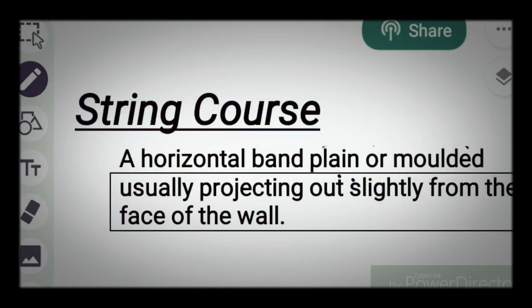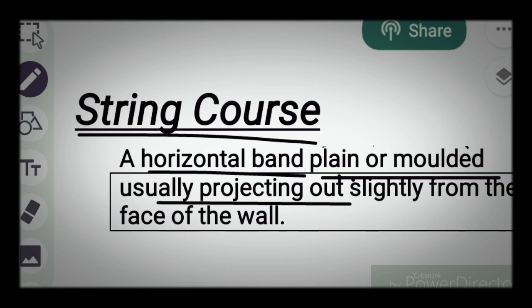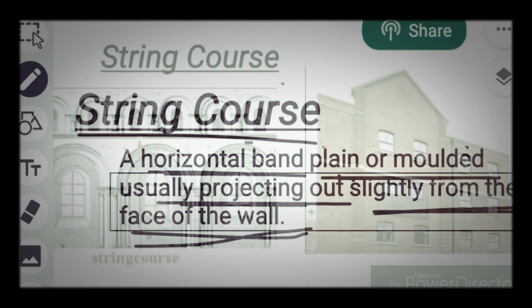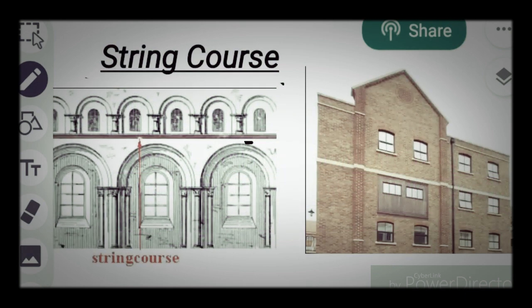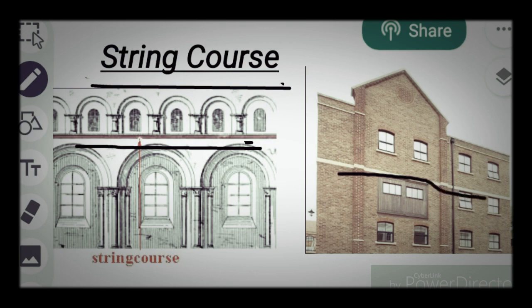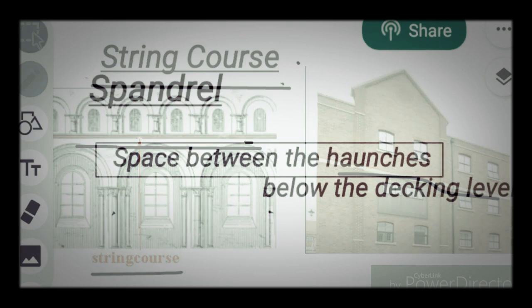Next terminology, string course. String course is a horizontal band, plain or molded, usually projecting out slightly from the face of the wall. See again, string course is a horizontal band, plain or molded, usually projecting out slightly from the face of the wall. These are the two pictures of string course. This horizontal band and this band is called string course.